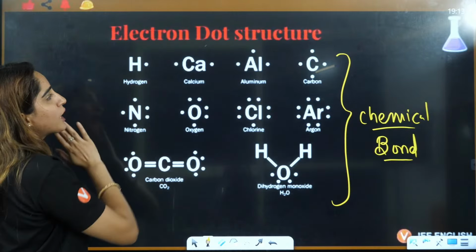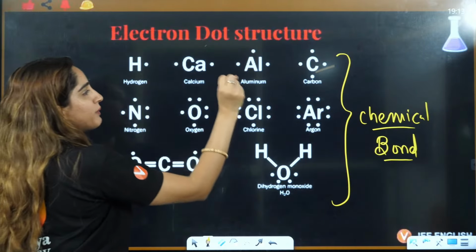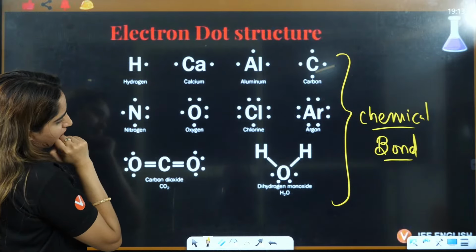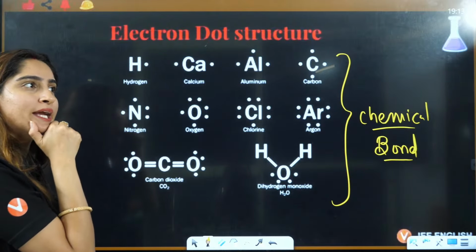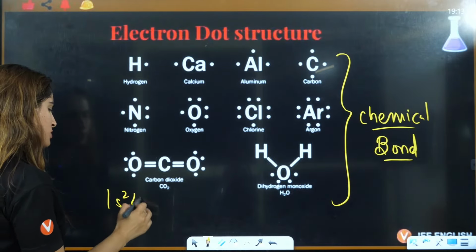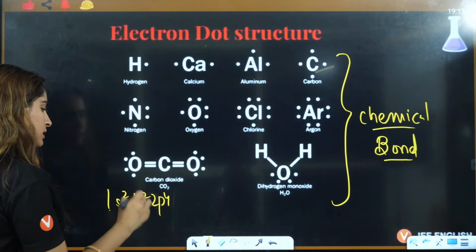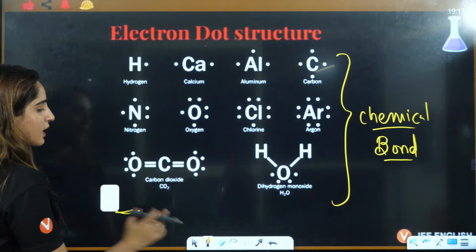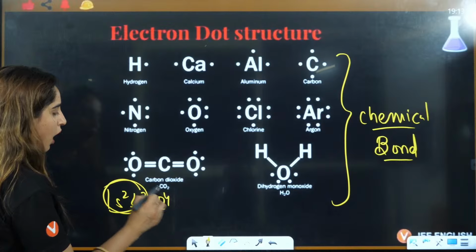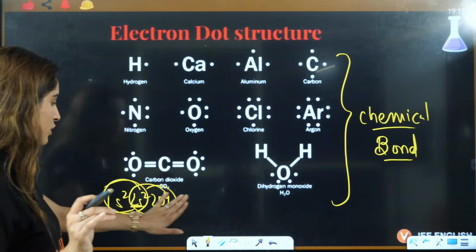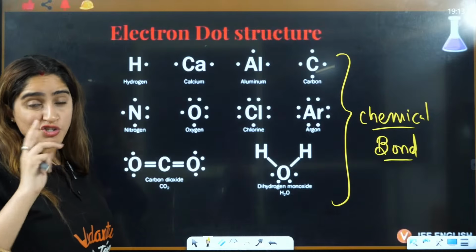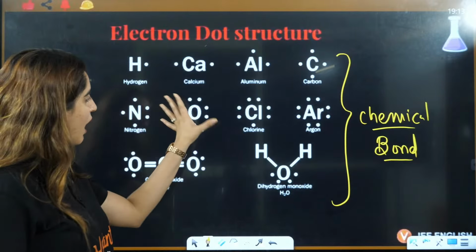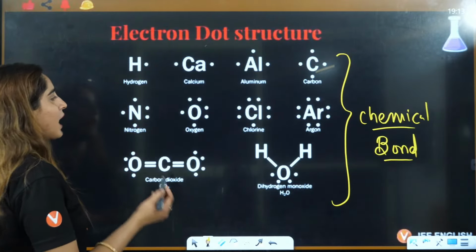Hydrogen has 1 outermost electron, calcium has 2, aluminium has 3, carbon has 4, nitrogen has 5, and oxygen has, wait a minute, oxygen is 8, no? So 1s is 2, 2s is 2, 2p is 4, so for the outermost it is 6. Yes, sorry, my mistake. Because oxygen is right now not forming any bond, you have 6 outermost electrons.